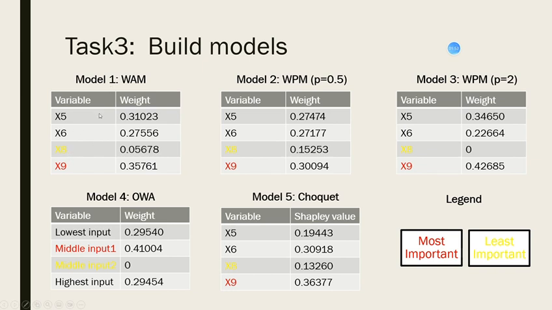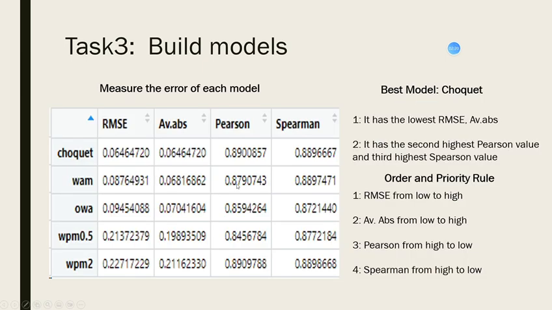It is decided by the weight and the Shapley value. If our data gets a high weight, it means it is very important. As for the OWA model, we assign the first y to the lowest input and the last y to the highest input because we already reordered the data. But to sum up, x9 is always considered the most important one.